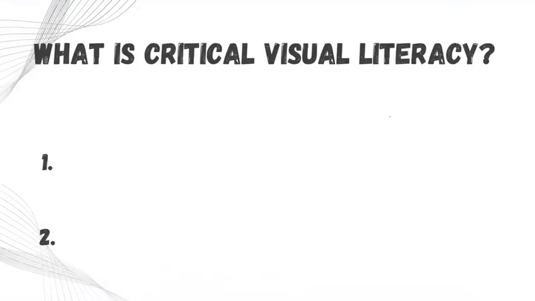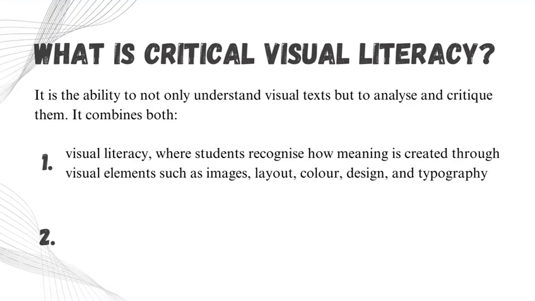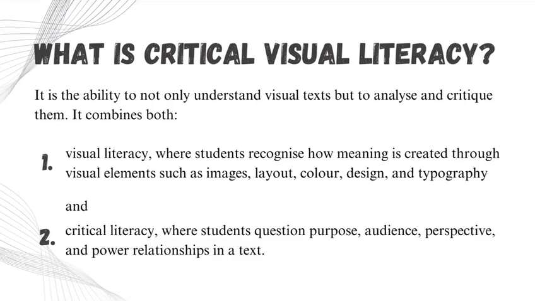So, critical visual literacy is the ability to not only understand visual texts, but to actively analyze and critique them. It combines both visual literacy and critical literacy. Next, we'll introduce a classroom resource that teaches strategies for decoding advertisements.